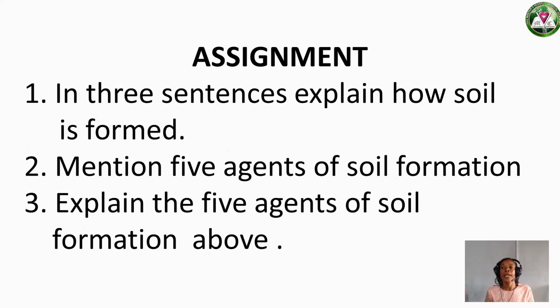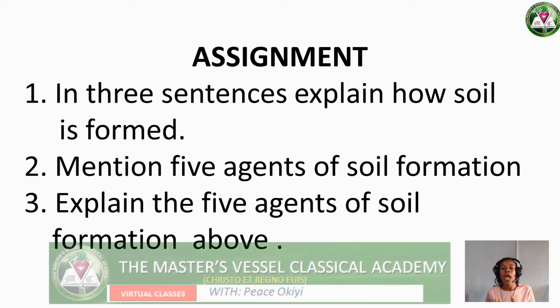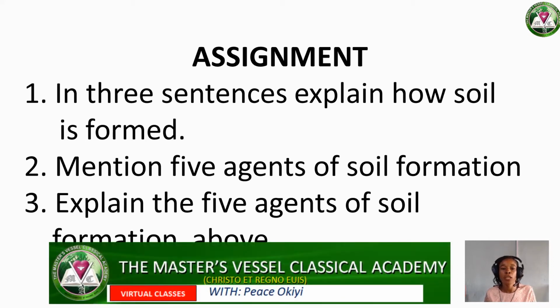Now, take this assignment. And make sure you answer it accordingly. Number 1, in 3 sentences, explain how soil is formed. Number 2, mention 5 agents of soil formation you know. Remember we looked at 6, but I said mention 5. And the third one, explain the 5 agents you have mentioned. Explain the 5 agents of soil formation mentioned.